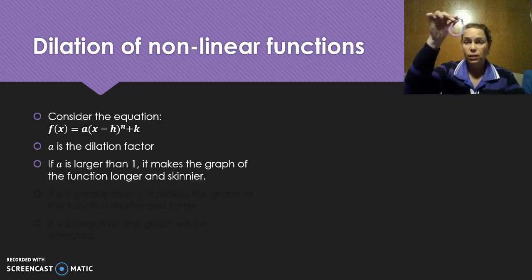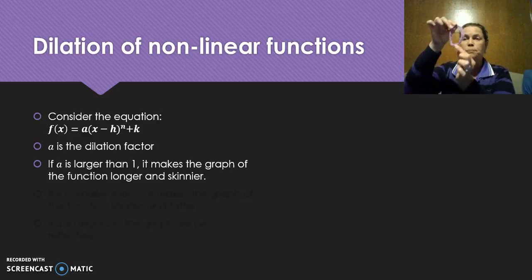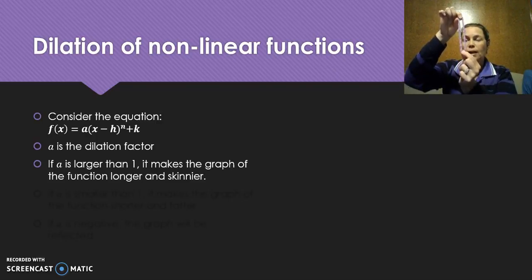So I have a teaching aid here. It's a loom band that's nicely been done by my daughter. So if this loom band represents your function, and we want to increase the value of A and dilate it, it means that we're going to make it bigger. And as we make it bigger to lengthen it, you can see that our graph, or our loom band in this case, gets longer and skinnier. So that's what happens when you make A larger.